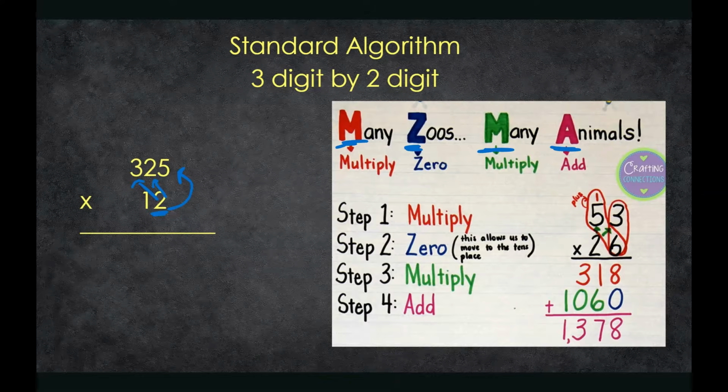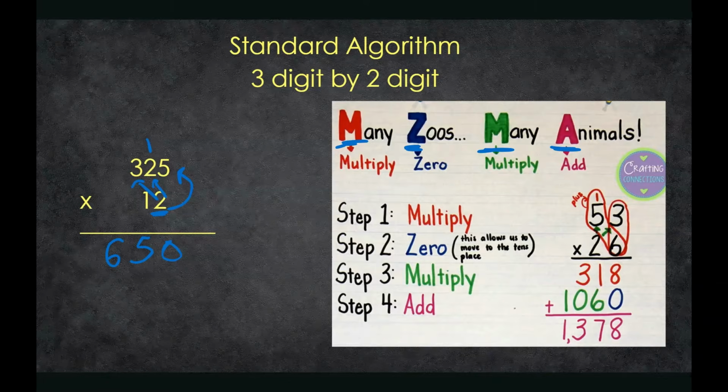2 times 5, 2 times 2, 2 times 3. So let's do that first. 2 times 5 is 10. 2 times 2 is 4 plus 1, which is 5. And then finally, 2 times 3 in the hundreds gives us 600. So 325 times 2 is 650.